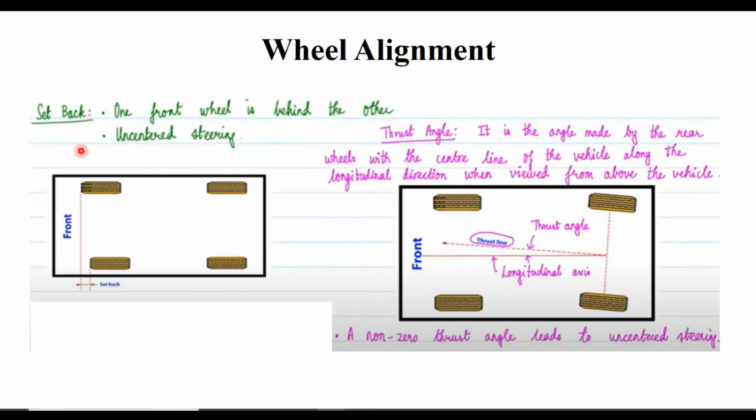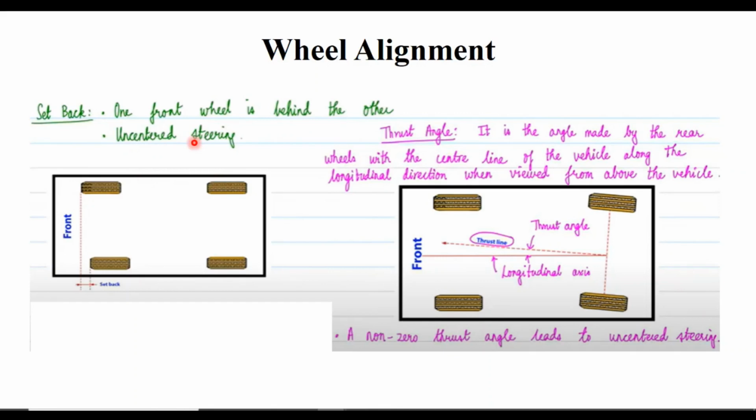Setback is nothing but what you see at this is the front wheel, this is the rear wheel. If you assume that this is the left wheel and this is the right wheel of the front, you see here, this is the right wheel of the front, and this is the left wheel. You have some gap. You can see you have a wheel gap, and you call this a setback, which means one front wheel is behind the other.